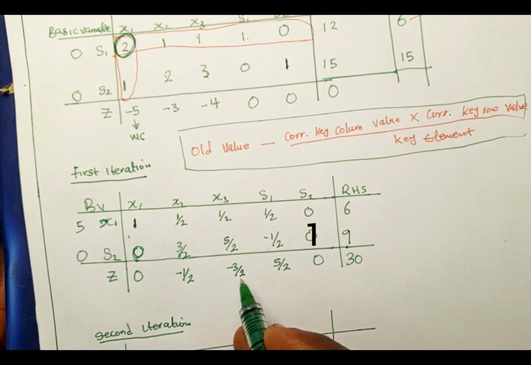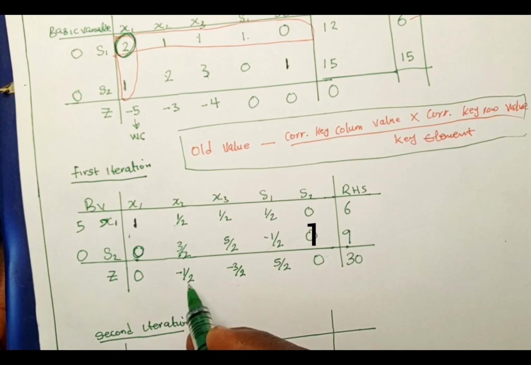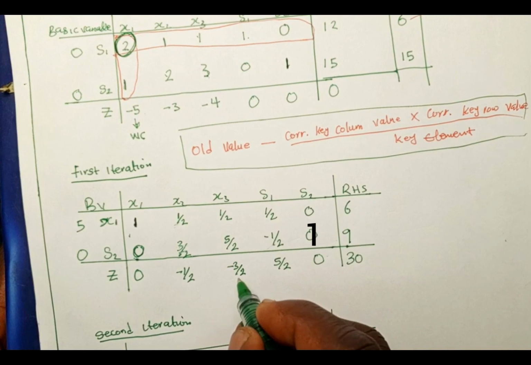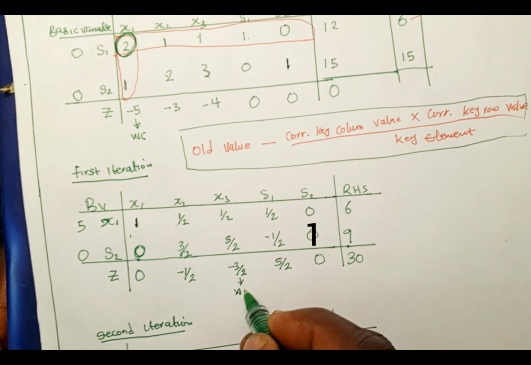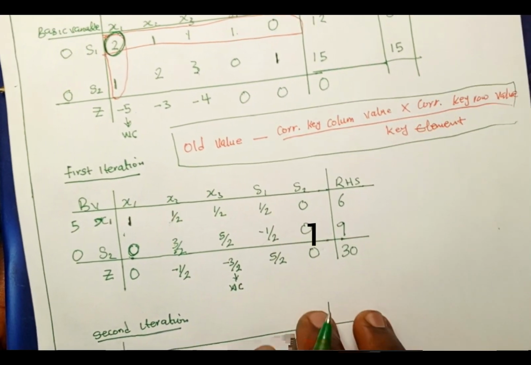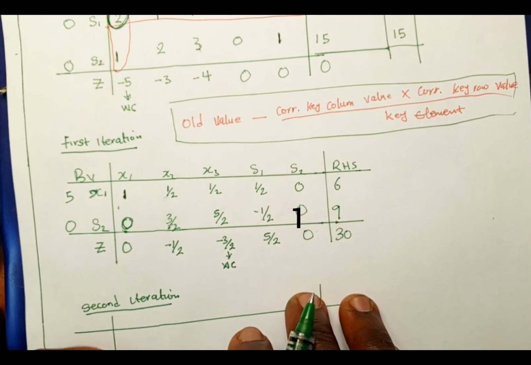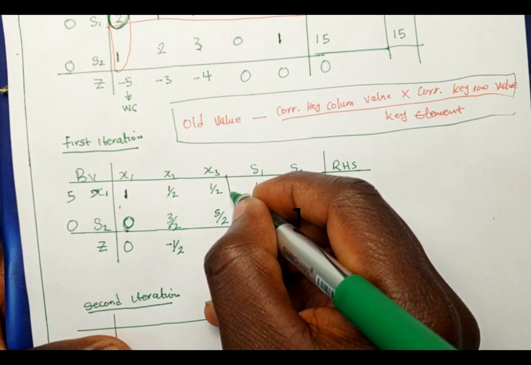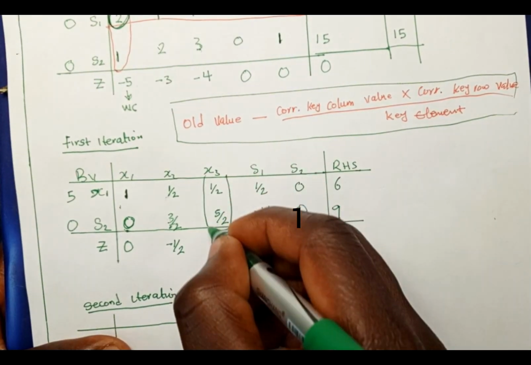Between negative 3 over 2 and negative 1 over 2, which one is the smallest? This one is the smallest because this is more negative. So this is going to be our working column. To avoid mistakes, you can use your pencil to circle this. This is our working column.